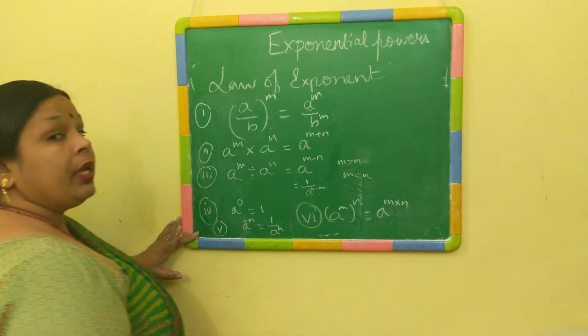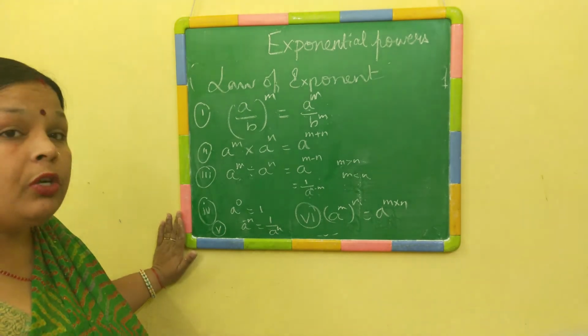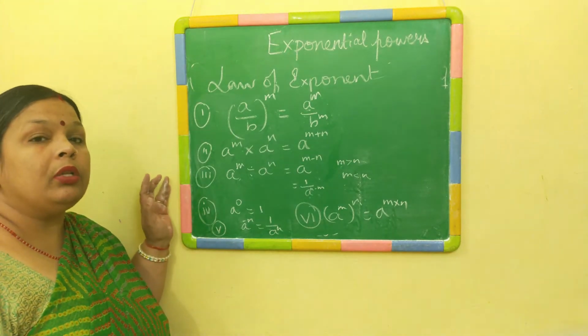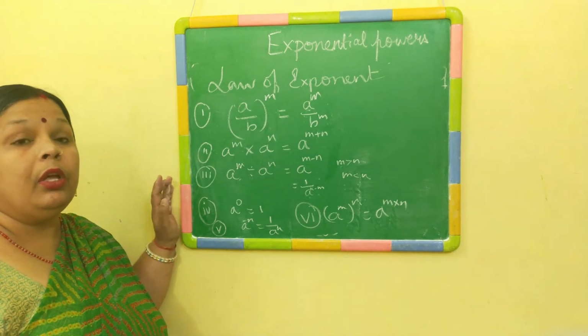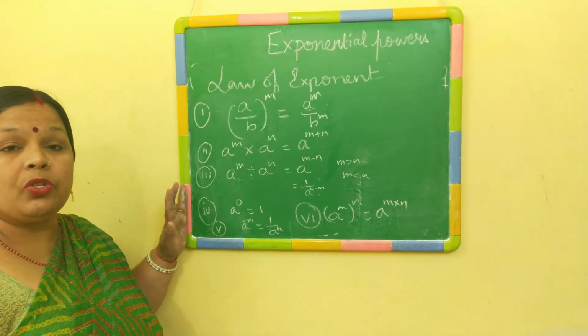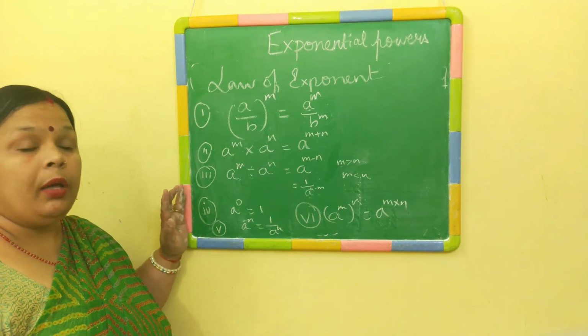See, the laws are not allotted to a number. It is not fixed that the first law will be the first law. We are just recalling all the 6 laws together. No fixed numbering is mentioned as such. These are the properties based on which we are going to solve our problems.